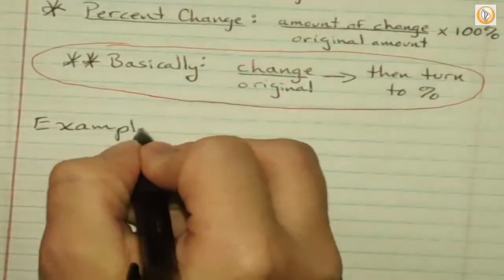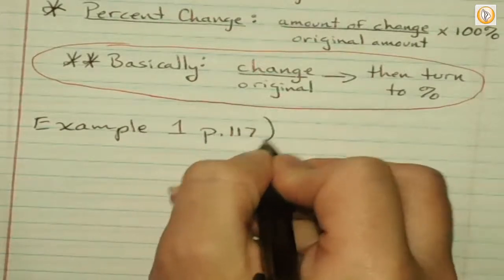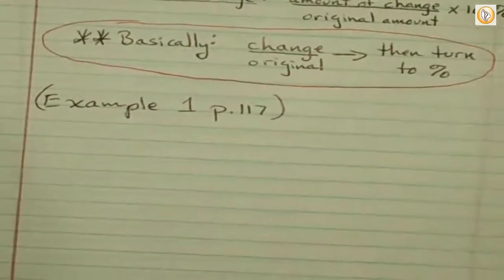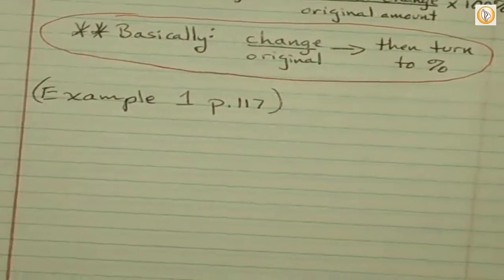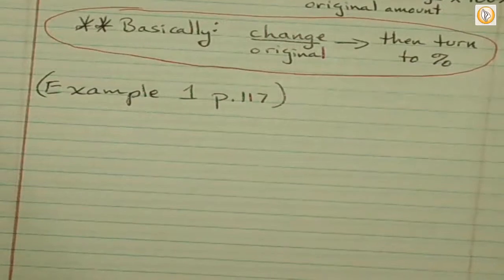So example 1, page 117. Morgan, is this what you're talking about? Yeah. Okay. Example 1, page 117. Is everyone there? Okay, Morgan, read example 1 for me. A baker decided to raise the price of a loaf of the specialty bread from $3 to $4.